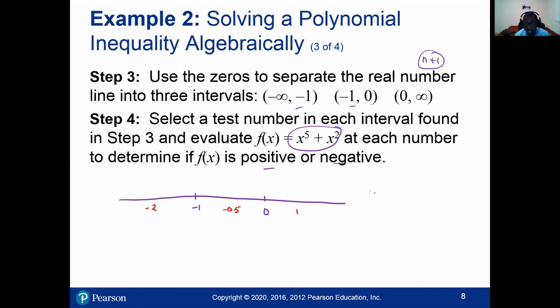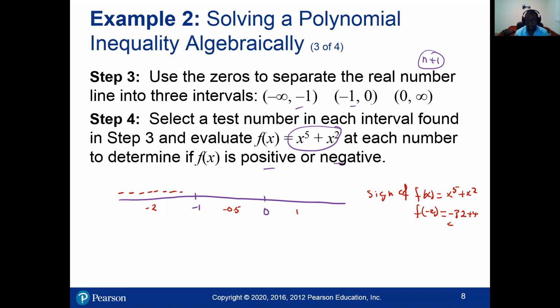Okay. This is the sign of the f of x, which is x to the 5 plus x squared. So if x is negative 2, you want to evaluate the function at negative 2. Which will give me minus 32 plus 4. That is negative. So this part is negative, so I put negative there.